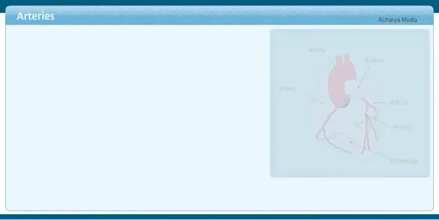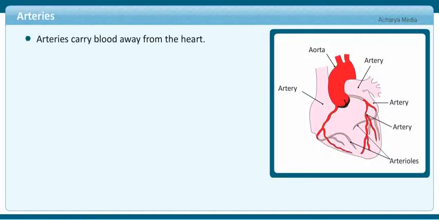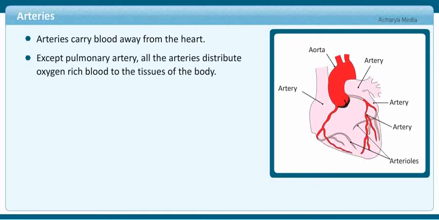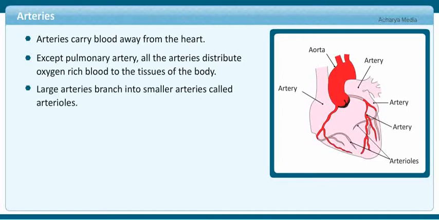Arteries carry blood away from the heart. Except the pulmonary artery, all the arteries distribute oxygen-rich blood to the tissues of the body. The large arteries branch out into smaller arteries called arterioles. The walls of the arteries are thick and muscular.